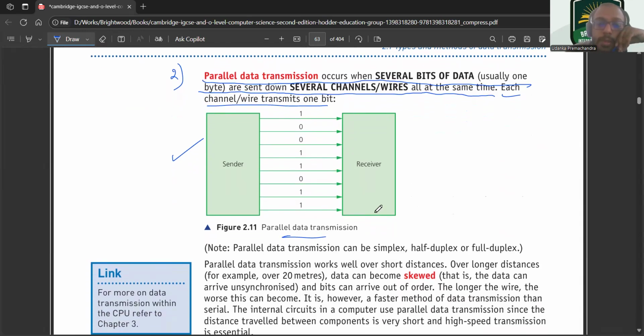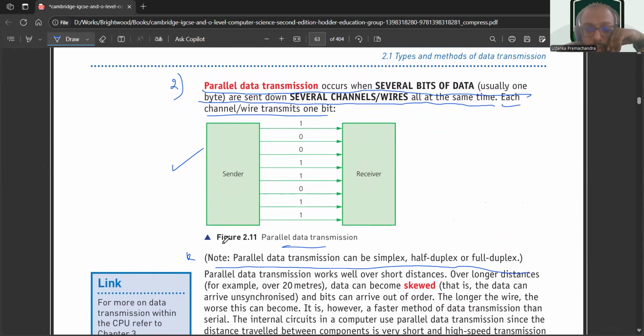Parallel data transfer can be simplex, half duplex, or fully duplex. Okay, write that. Write this, underline it.